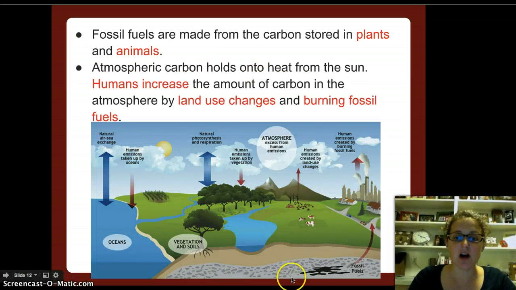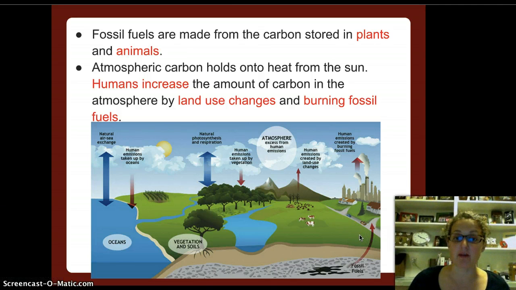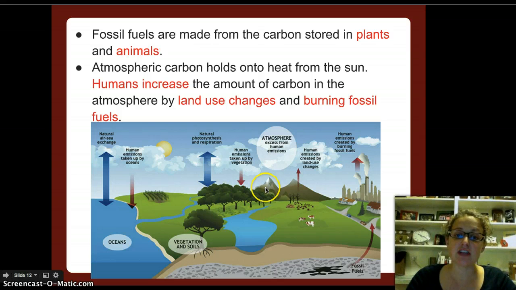Fossil fuels are then just made up of really, really old, like hundreds of millions of year old plants and animals. And when we extract these fossil fuels, we're basically releasing stored carbon. And so humans increase the amount of carbon in the atmosphere by burning fossil fuels, because it's basically like a bank of carbon, or by changing the trees. We call this land use change, but let's say you chop down all these trees.